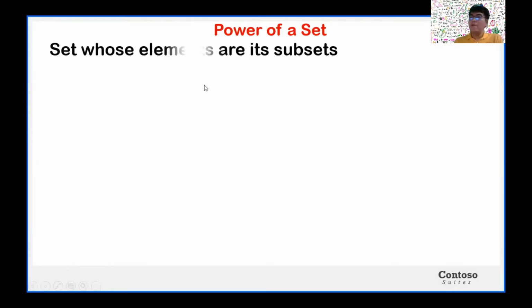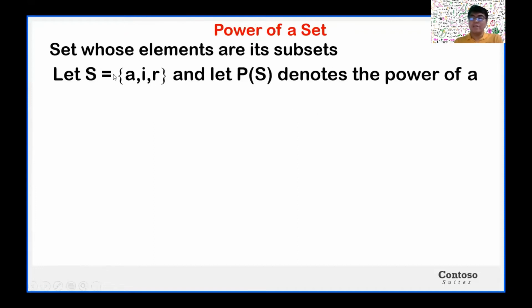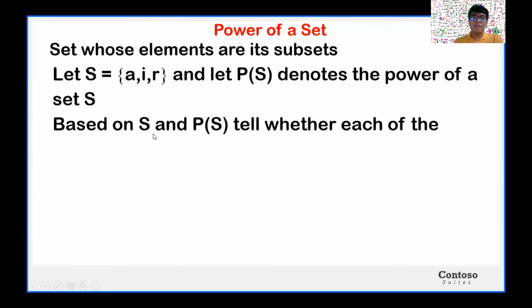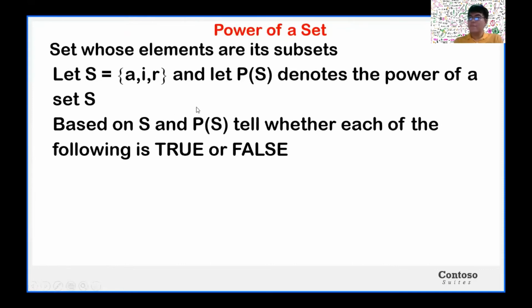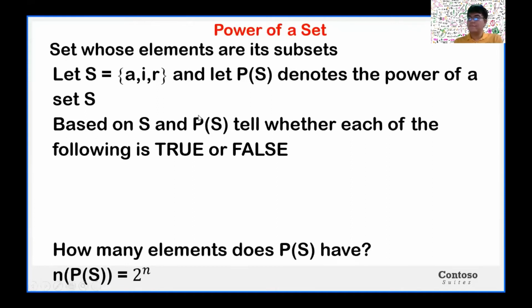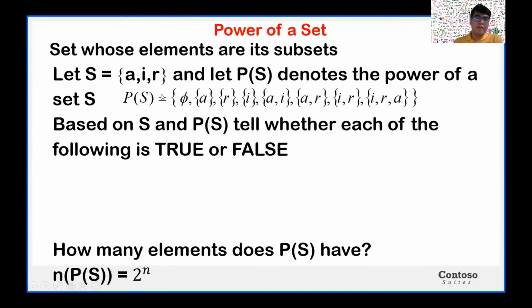Now, the power set. The power set is a set whose elements are its subsets. So let S be equal to the set containing AIR, and let the power set of S be based on the following. Okay? So the power set of S is this one. Sorry for the delayed animation. So the power set of S is equal to the set containing nothing, empty, the set containing A, the set containing R, the set containing I, the set containing AI, the set containing AR, the set containing IR, and the set containing AIR. The set that contains those elements is the power set.